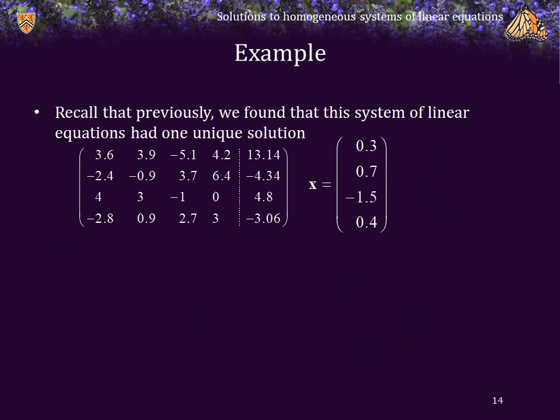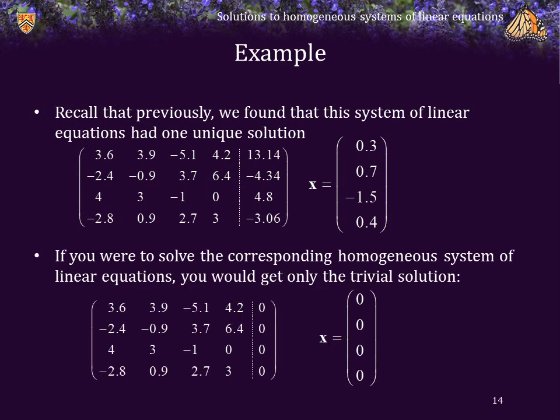Recall that previously we found that this system of linear equations has one unique solution shown here. If you were to solve the corresponding homogeneous system of linear equations, you would find that yes, there is one unique solution, but in this case, it is now the trivial solution.